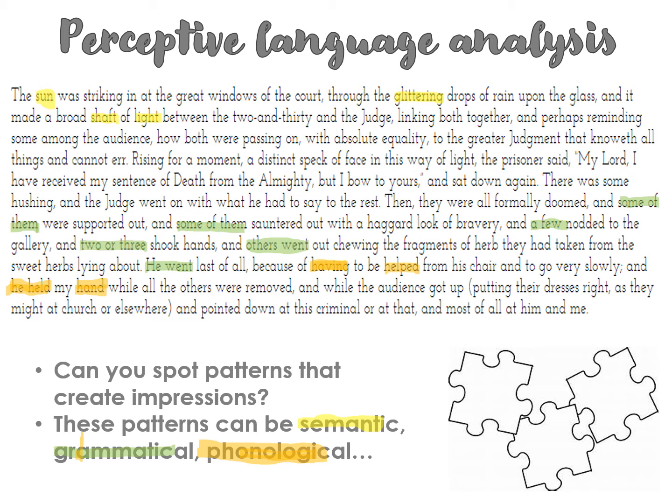I can look for grammatical patterns. You can see here in this long sentence, and Dickens likes a long sentence, that there is a grammatical pattern. I'll read it out for you, but you can see I've highlighted in green where the sentence is structured in quite a similar way. "Then they were all formally doomed, and some of them were supported out, and some of them sauntered out with a haggard look of bravery, and a few nodded to the gallery, and 2 or 3 shook hands, and others went out chewing the fragments of herb they had taken from the sweet herbs lying about."